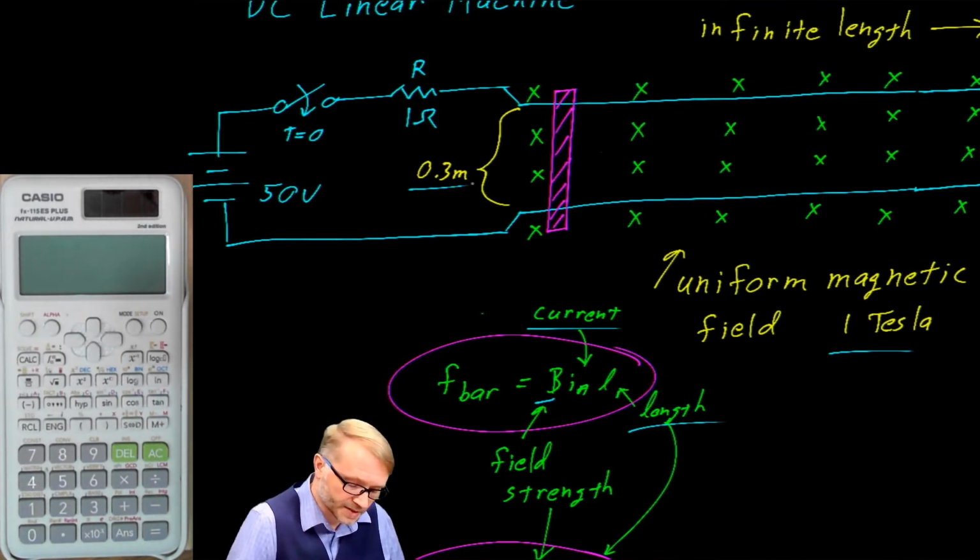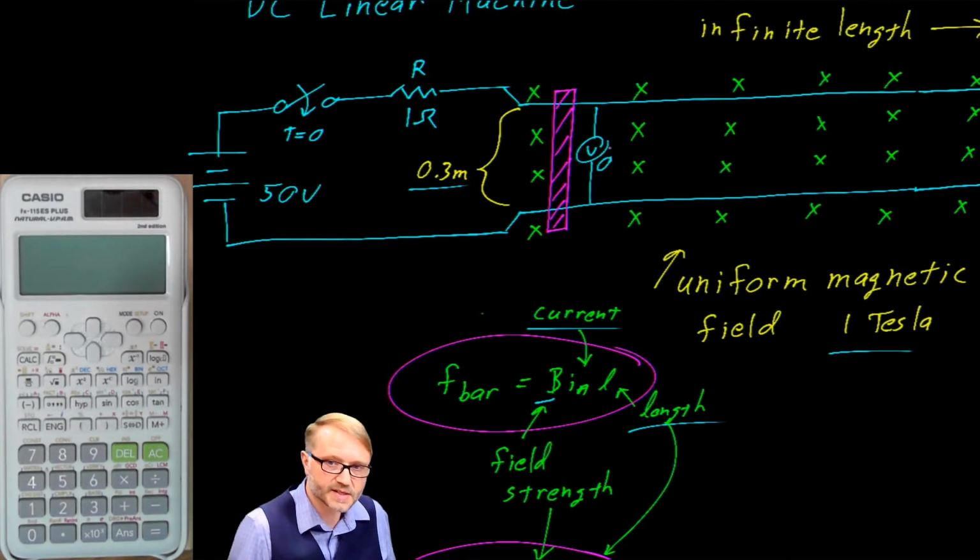The current, when the bar is here in this position and not moving, that means there's 0 voltage developed across these rails. If you do Kirchhoff's voltage law, you would see that there's 50 volts at the battery, and all 50 volts must be dropped across the resistor because this is 0.